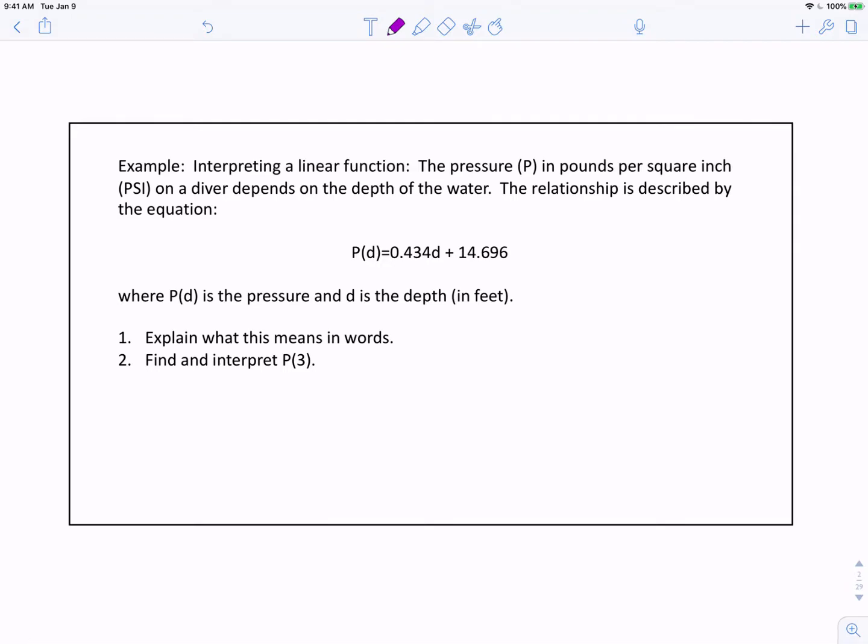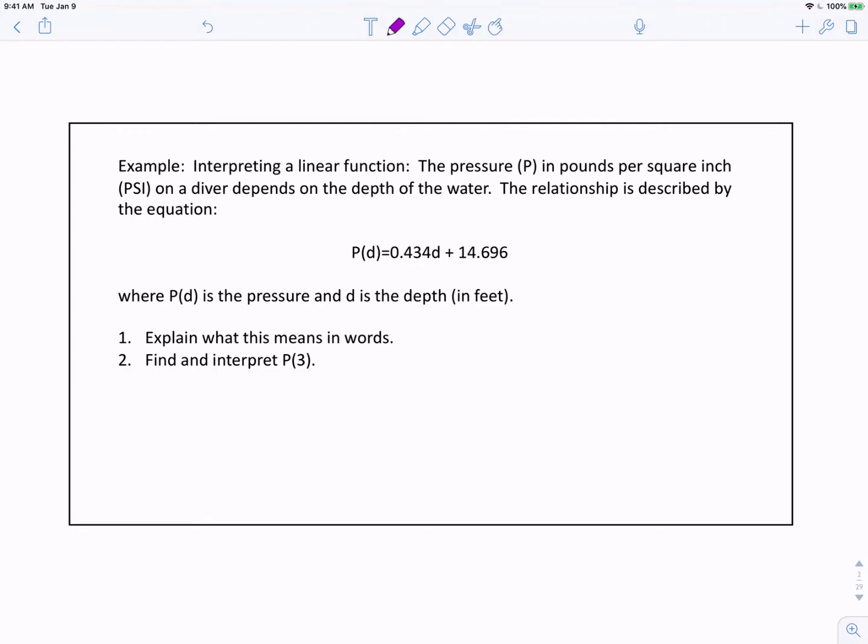Interpreting a linear function. The pressure P in pounds per square inch, or PSI, on a diver depends on the depth of the water. The relationship is described by the equation P of D equals 0.434 D plus 14.696, where P of D is the pressure and D is the depth in feet. Explain what this means in words.